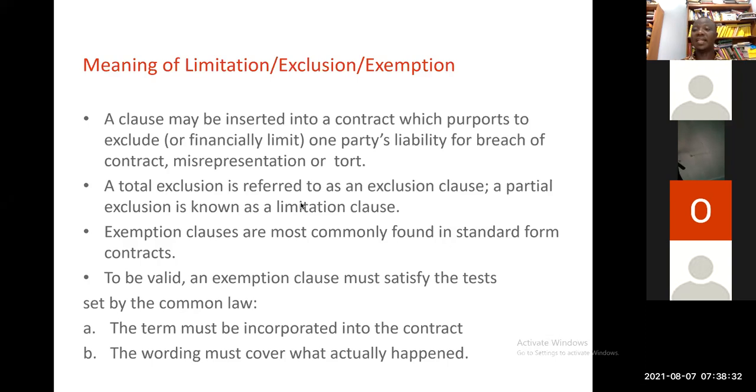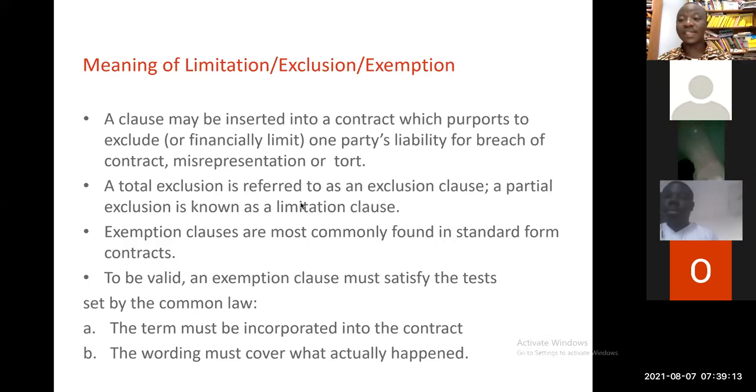Where it is a total exclusion, saying that you will not be held liable at all, we call that the exemption clause or exclusion clause. But where you are not saying that I cannot be held liable at all, but you're only trying to place a cap on how much I can be liable for, they call that the limitation clause. These clauses, be it exemption or limitation clauses, are obviously problematic, and they suggest some unfairness as far as contracting is concerned.